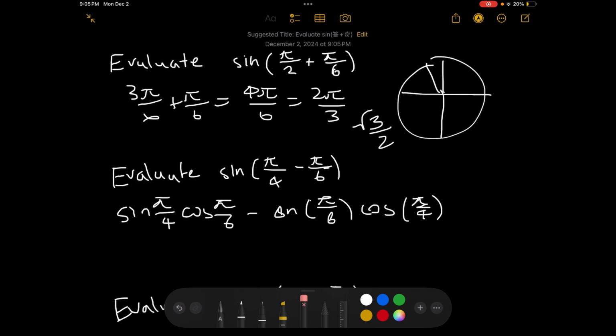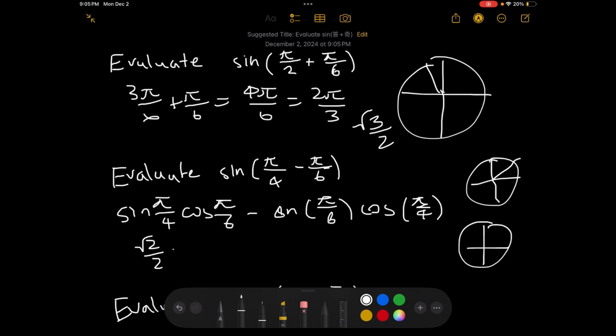Sine of pi over 4 is actually right in the middle, so I've memorized this as root 2 over 2. So we have root 2 over 2 times cosine of pi over 6, which is closer to the x-axis than it is to the y-axis. So this for cosine would be root 3 over 2. And we're subtracting sine of pi over 6, which would be 1/2 times cosine of pi over 4, which is root 2 over 2.